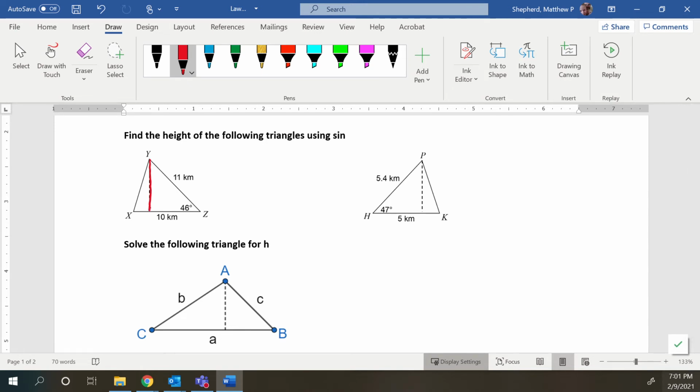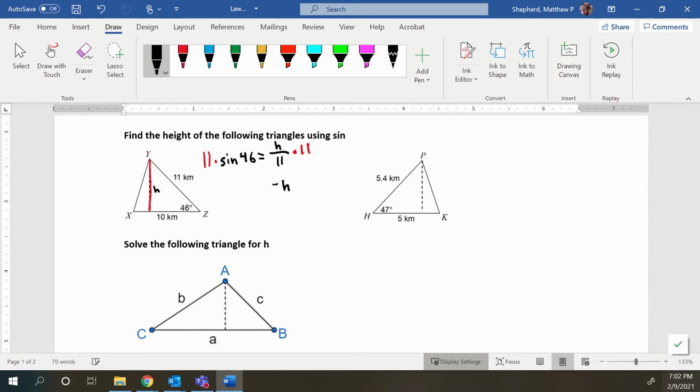Now the height is always at a 90 degrees, so great, we've got a 90-degree angle to work with. So in order to find this height, here's what I'm going to do. I'm going to take the sine of that angle. So sine of 46 should be equal to the opposite, which is our height, over the hypotenuse. The hypotenuse of this right triangle is going to be the 11. And now to figure out the height, I just need to multiply both sides by 11.